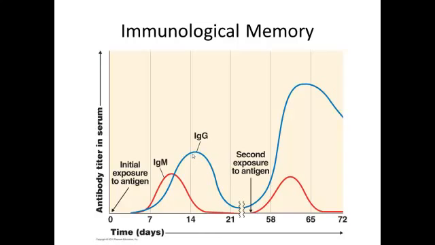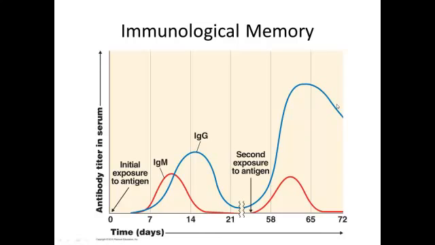Maybe the innate immune system took care of it, but now I'm primed and ready to go for the next time that I cut my finger. Second exposure to the antigen. Woohoo! We get a real big response much quicker. We still get a little hump of IgM, but we get a much bigger response of IgG.